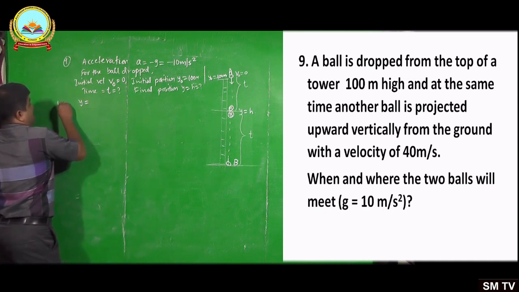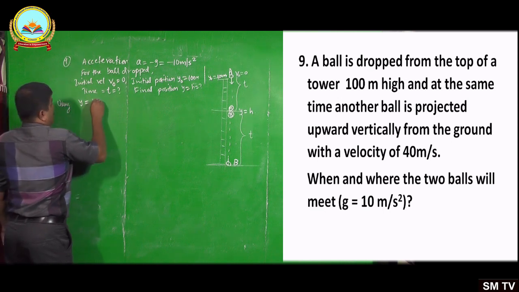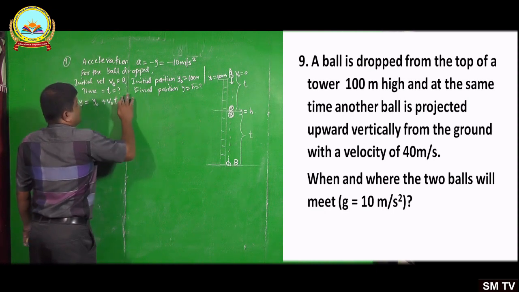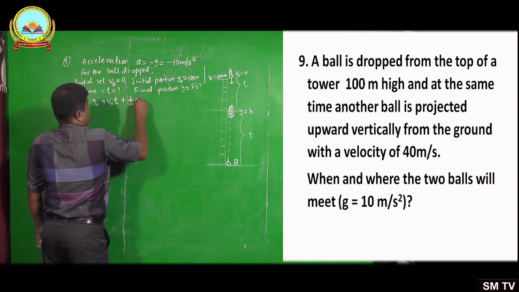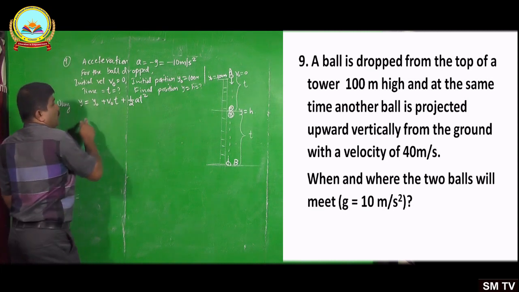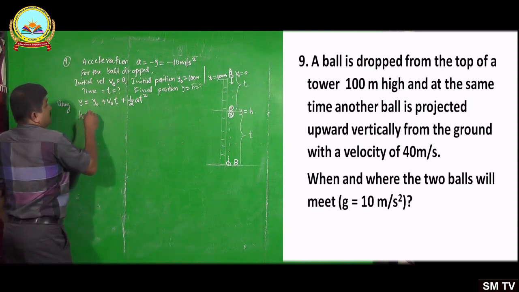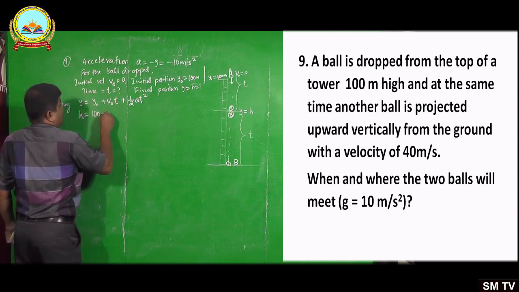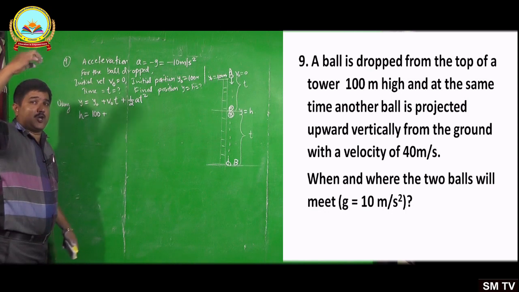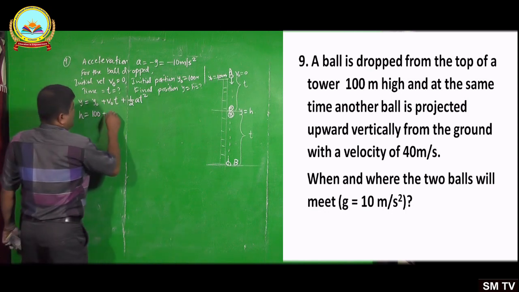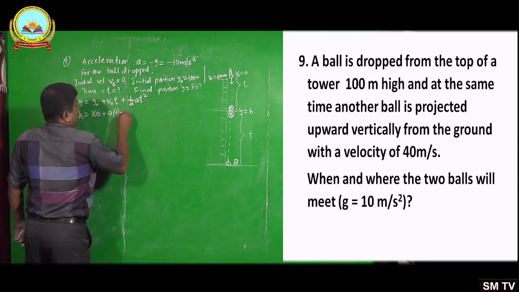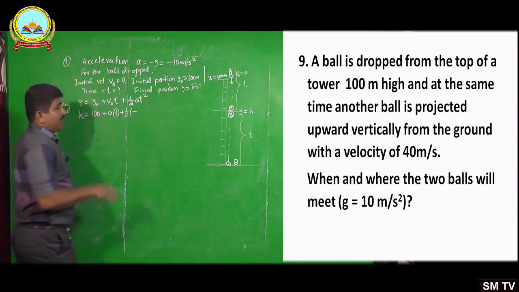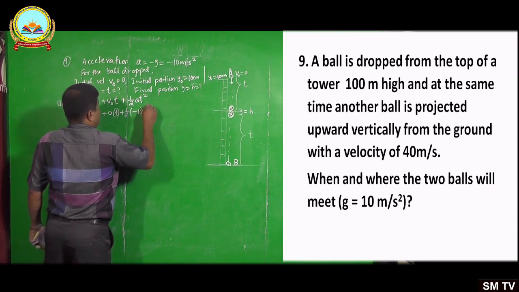Using the equation y equal to y naught plus v naught t plus half a t square. If I substitute the values here, y final position is h only, y naught is dropped from the top of the tower, so 100, plus v naught, initial velocity for the dropped ball is 0, so 0 into t, plus half into a, which is minus 10 we have to take, minus 10, then t square, which we don't know.